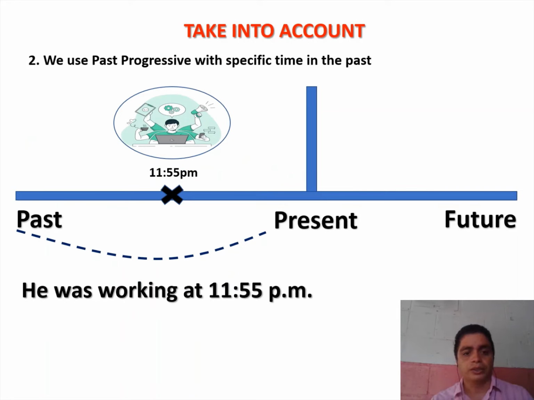So also we use past progressive with a specific time in the past. So for example, he was working at 11:55 p.m. We know he was working and we know the time, but we don't know when he stopped.